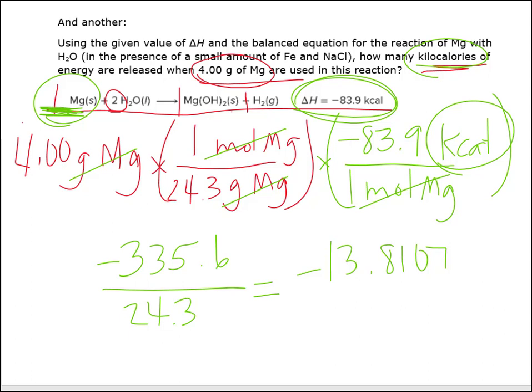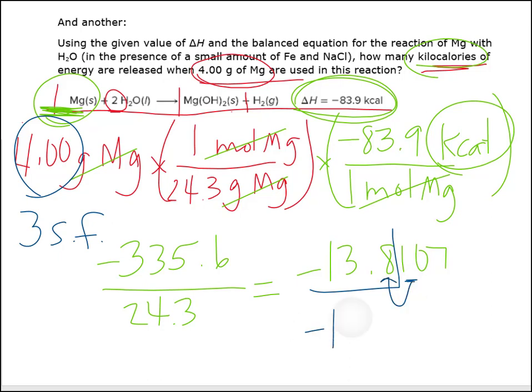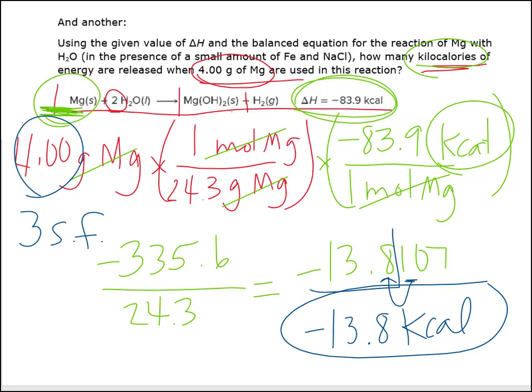13.81069959. And I need to think back to sig figs now. So if I look at sig figs, I started with 3 sig figs. So I need to end with 3. So 1, 2, 3. That 1 is not going to do anything to that 8. So I'm going to leave it at negative 13.8 kcals. Good work.